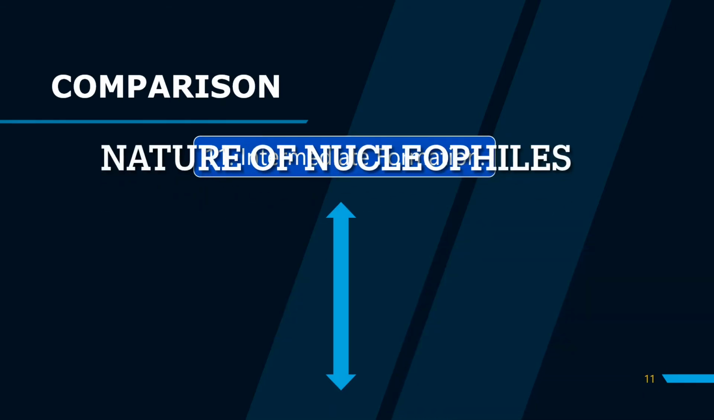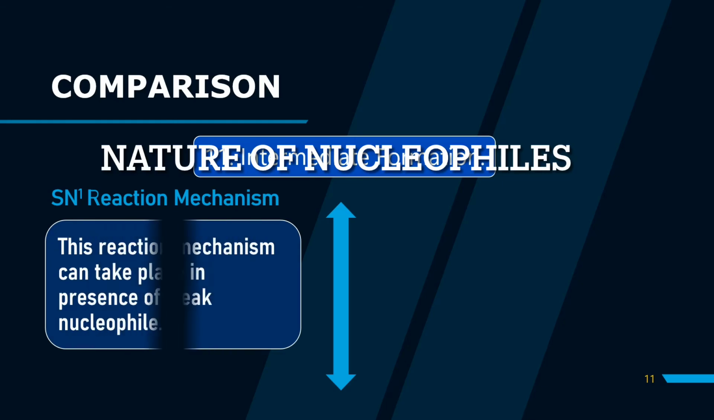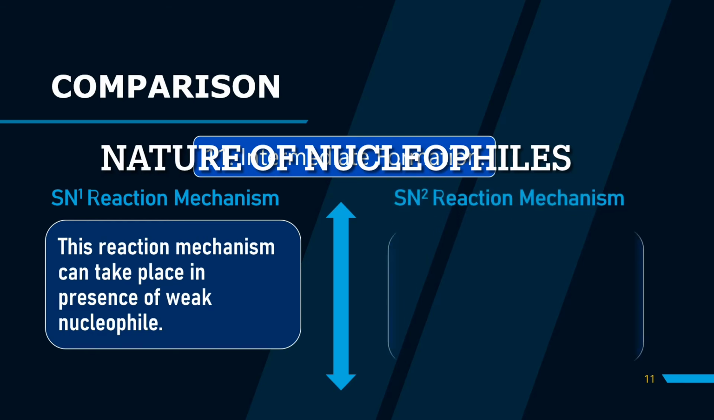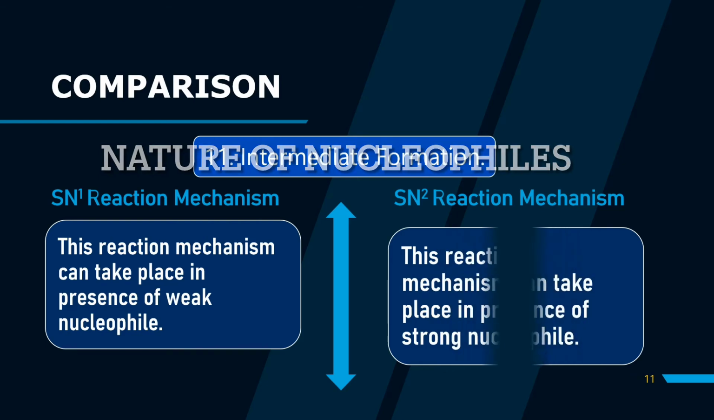Now let us consider the 11th difference on the basis of the nature of nucleophile. The SN1 reaction mechanism takes place in the presence of a weak nucleophile, while the SN2 reaction mechanism takes place in the presence of a strong nucleophile.